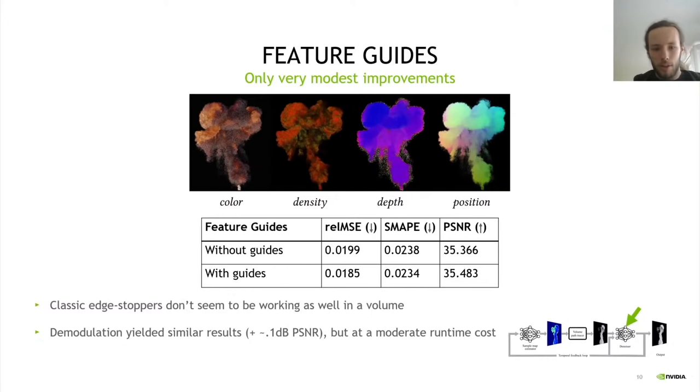So we could then predict different filter kernels for the high frequent buffer, where we want to preserve as much of the fine detail, and another filter kernel for the low frequent information, where we could blur more, and then blend the results of those two together. But again, we only observed some very minor improvements at a very moderate runtime cost, because we needed to predict and run two filters. So there's definitely some more work to be done in that regard.